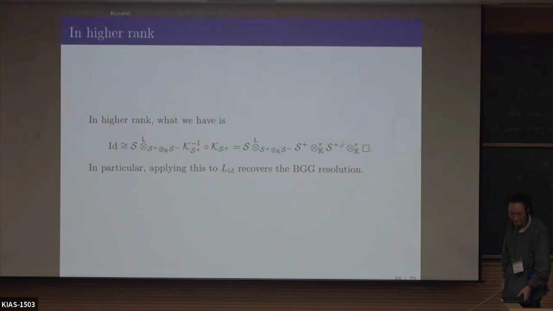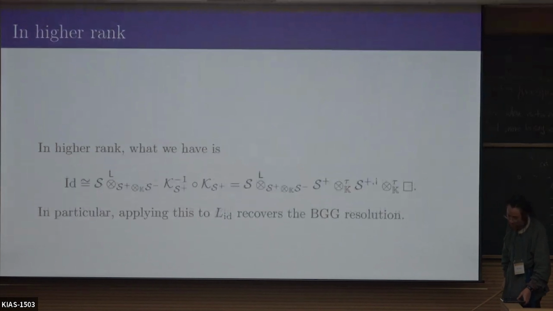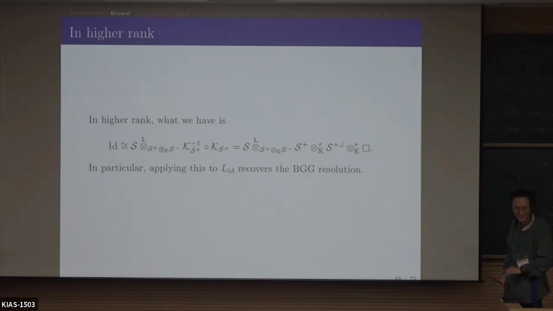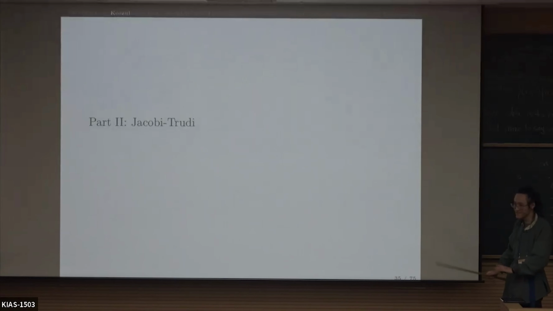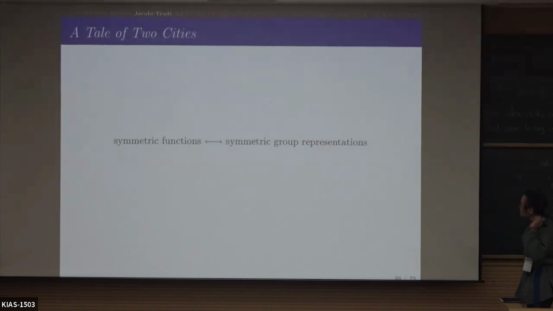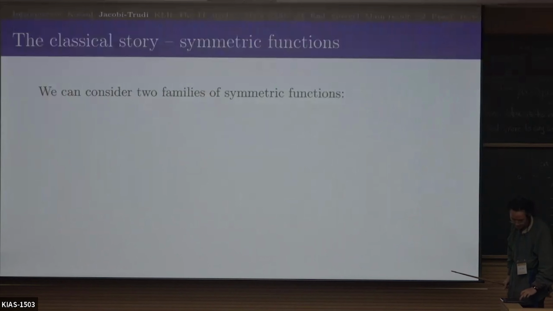Okay, and in the remaining 5 minutes, let me maybe tell you about why I cared about this, which is the Jacobi-Trudi part. So this is kind of like a fresh restart, sort of. Okay, so this is like the classical Tale of Two Cities thing. On the one side, we have symmetric functions. On the other side, we have symmetric group representations. This is a very classical story that these two things are equivalent over C.